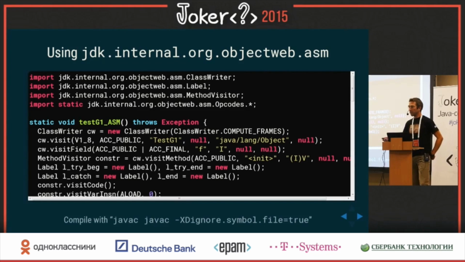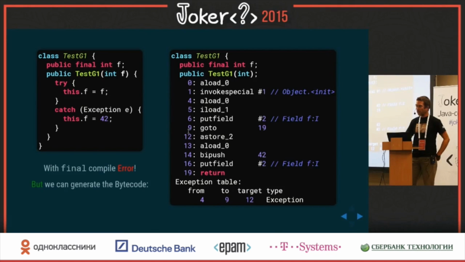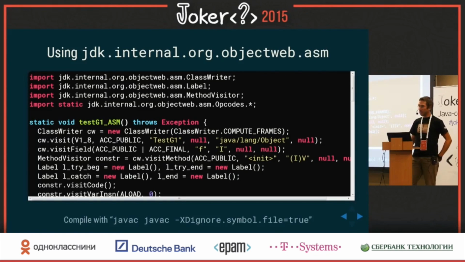I won't go into this. I just wanted to mention that since Java 8, it's very easy to generate this bytecode here, which we cannot write in Java, because starting with Java 8, the ASM classes are part of the JDK. So you can just use them, and I just put this here for reference. If you want to try the example, you just have to use javac with -XDignore.symbol.file, and then you can use these JDK internal classes to generate bytecodes.